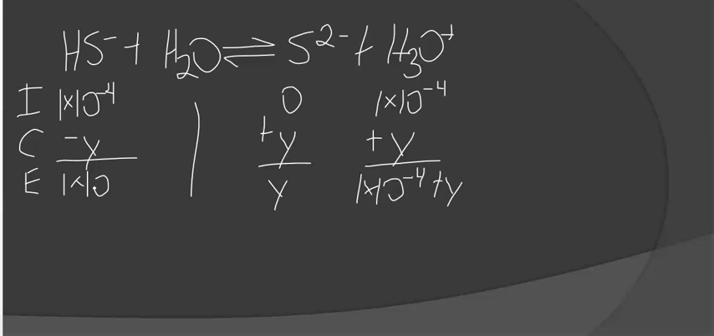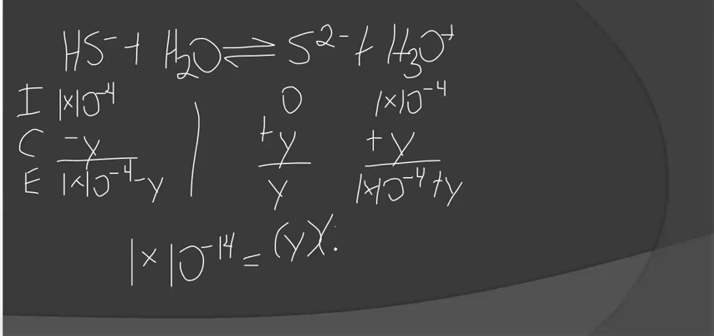So at equilibrium, here are the concentrations of the species that are present. We're going to use Ka2. The value for Ka2 was 1 times 10 to the negative 14th. Sulfide is y. H3O+ is 1 times 10 to the negative 4th plus y. But we can use the shortcut, so we're going to assume y is negligible. So we're just going to get rid of that.